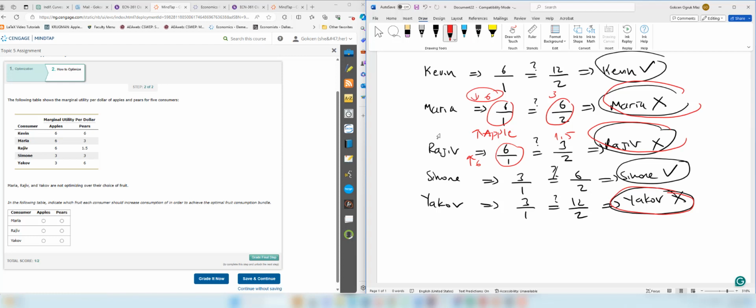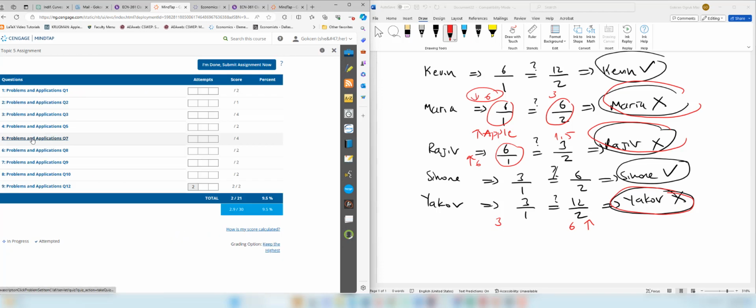For Yaakov, per dollar he spends on apples he receives 3 utils, and for pears he receives 6. So pears give more utility per buck. Therefore, he needs to increase pears. So the right answer is Maria apples, Rajiv apples, Yaakov pears.